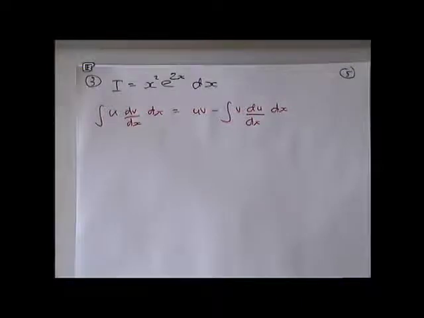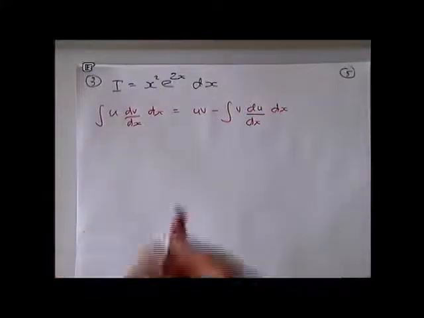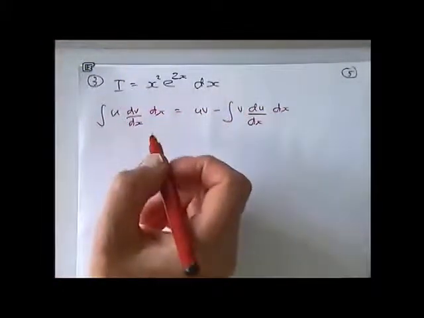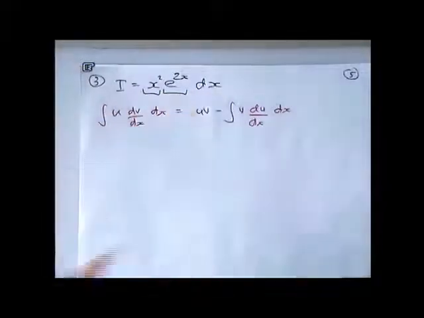Right, what's the first thing I've got to do then? What's the first thing I've got to do? Choose. Yeah, I've got to choose my bits. So, what are my 2 bits first of all? X squared and e to the 2x. Yeah, x squared and e to the 2x.